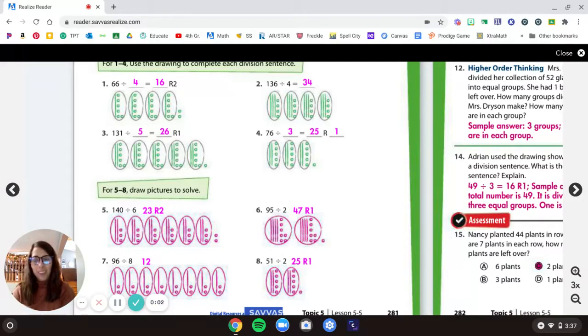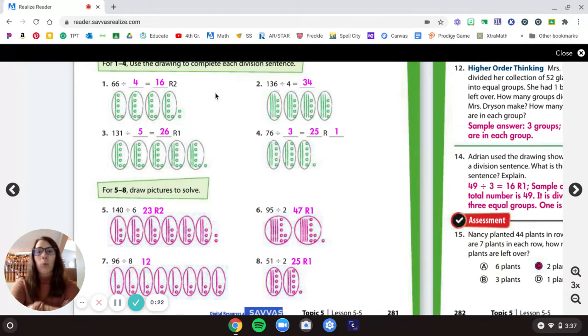Hi, fourth graders. All right, let's look over our homework from 1-7 from January 7th, page 281 and 282. We had numbers 1, 2, 4, 7, and 8 on this page, and 15 on the next page.